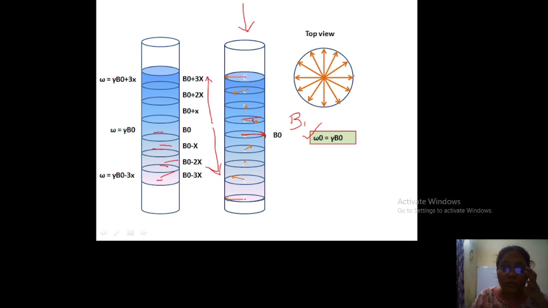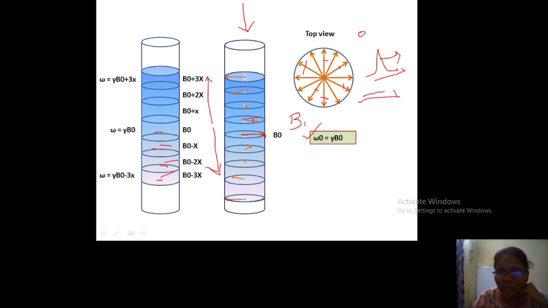Now let me tell you an important thing. The intensity of the signal depends upon the sum of the magnetization vectors. So that depends upon the net magnetization vector, or I can call it the magnitude of the net magnetization vector. But when you sum these magnetization vectors, what happens? This vector will be cancelled by this vector, since their magnitude is equal but they are in opposite direction. So all the vectors cancel each other. So the net sum will become 0. So the intensity of this peak will be 0.